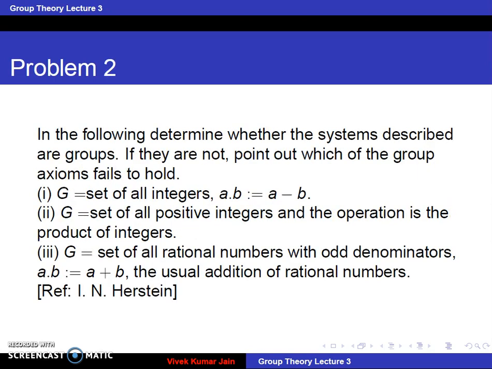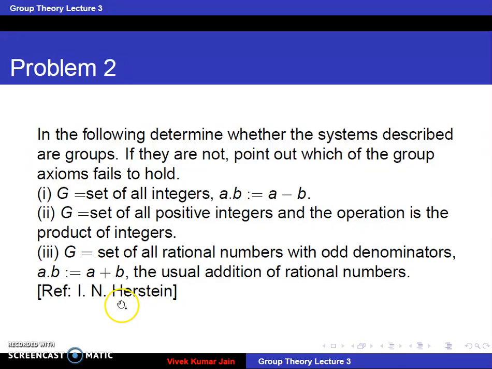Problem number 2. In the following, determine whether the system describes a group or not. If they are not, point out which of the group axioms fails to hold. First, G is the set of all integers and the operation is a dot b equals a minus b. Second, G is the set of all positive integers and the operation is the product of integers. Third, G is the set of all rational numbers with odd denominators and the operation is a dot b equals a plus b, the usual addition of rational numbers.